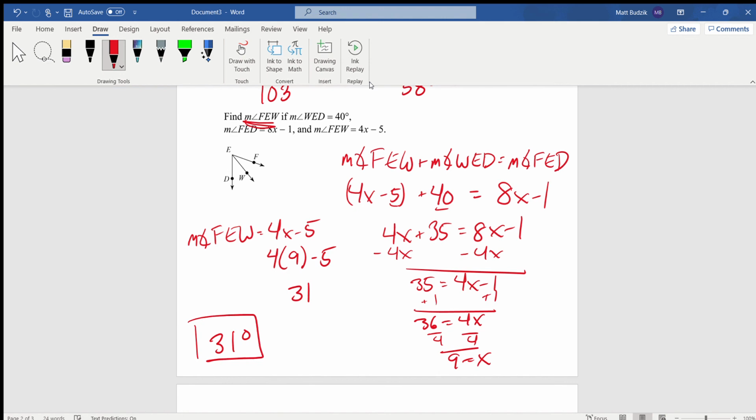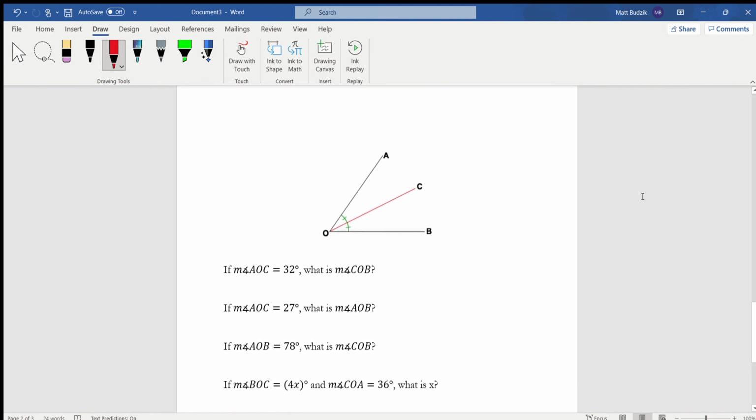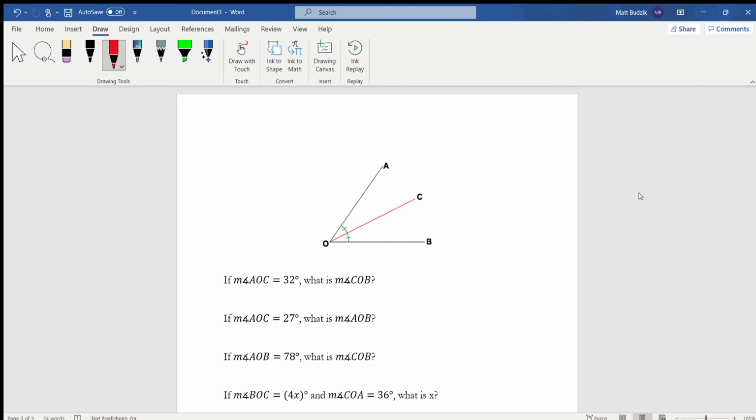Fantastic. All right, last thing we covered in this section, angle bisectors and congruent angles. Remember, an angle bisector is a segment or line that splits an angle into two congruent angles. If I have this diagram and OC is bisecting angle AOB, that means that angle AOC and COB are congruent to each other. So if AOC is 32 degrees, that means that COB is also 32 degrees.